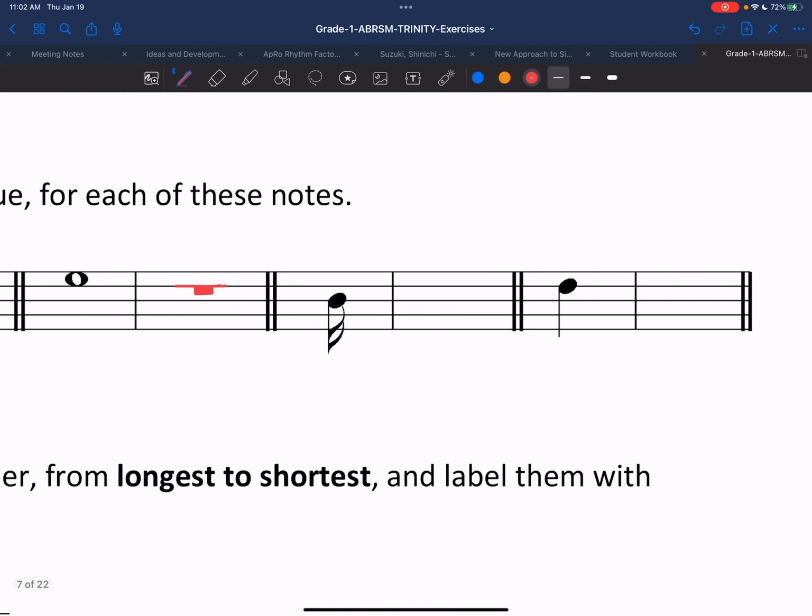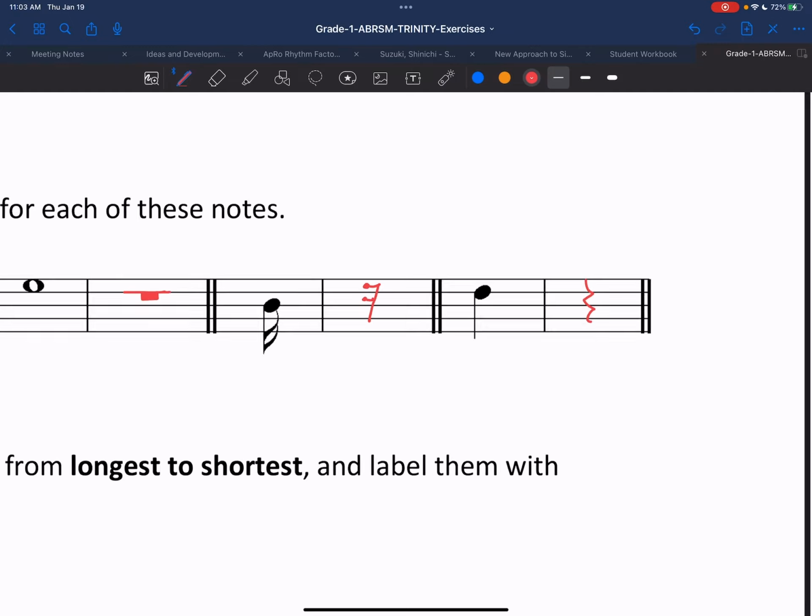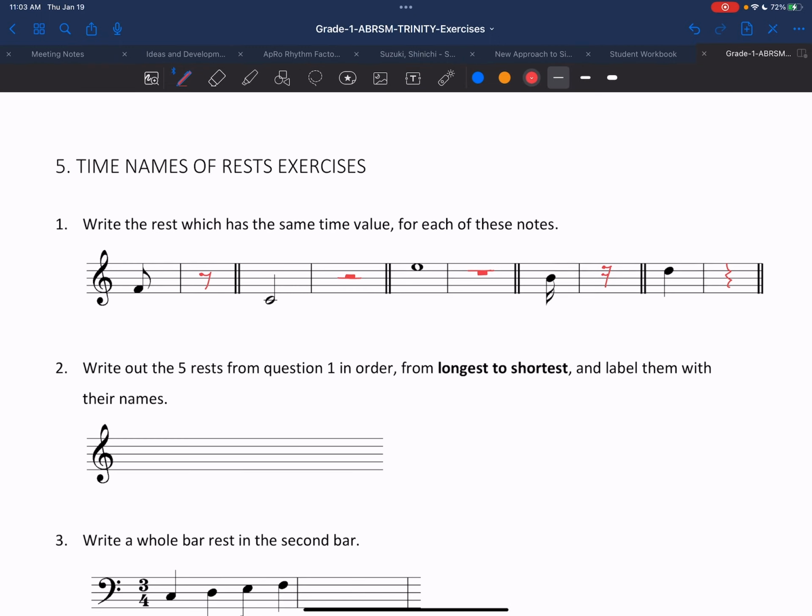Next one is the 16th note rest. So we'll make 2 flags now, just like that, a 7 with an extra flag on it. And then finally, the quarter rest. We make a quarter rest by drawing a lightning bolt and a C, at least something similar to that, as best as you possibly can. So there we have all of our rests.